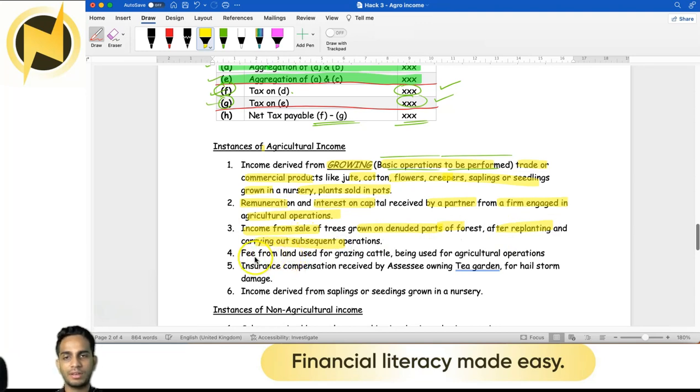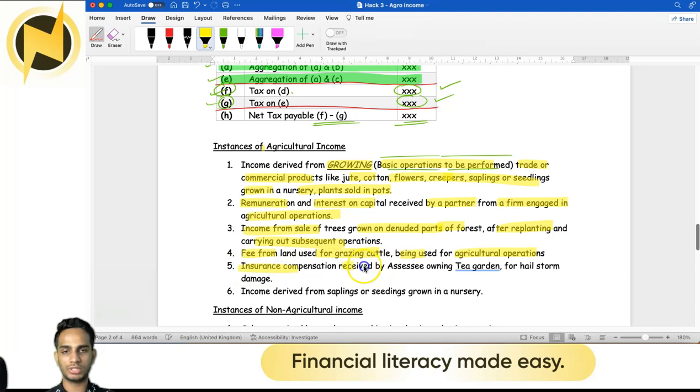Alright. Next, fee from land used for grazing cattle being used for agricultural operations. Say I have a big farmland, and in that farmland I allow people to bring in their cattle and let them use it as a grazing land. And the people who are bringing in the cattle pay me something. Whatever amount they are paying me, for sure it will be treated as agricultural income, because I'm getting income from the land that I'm renting, right? My land is an agricultural land.